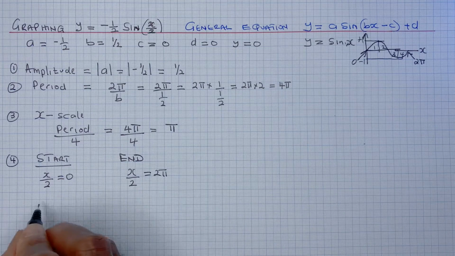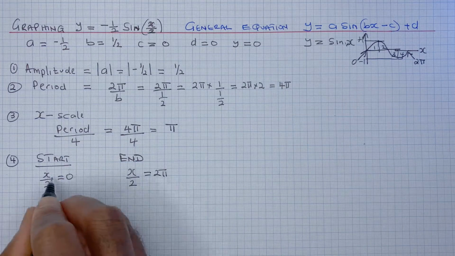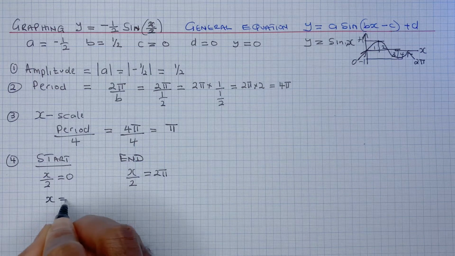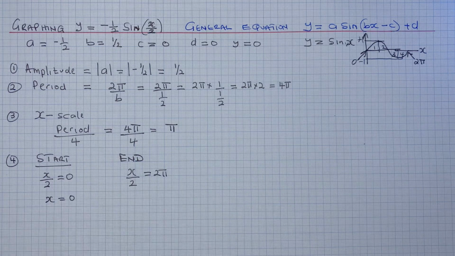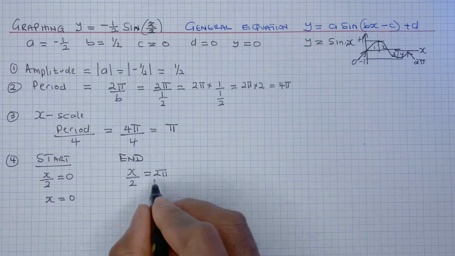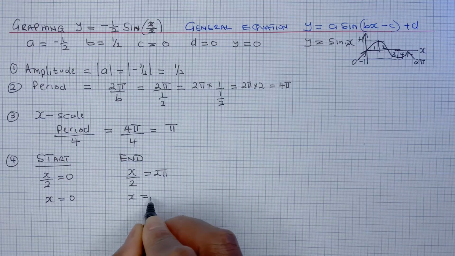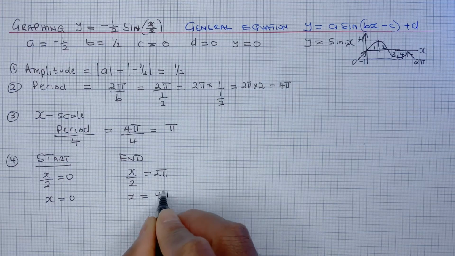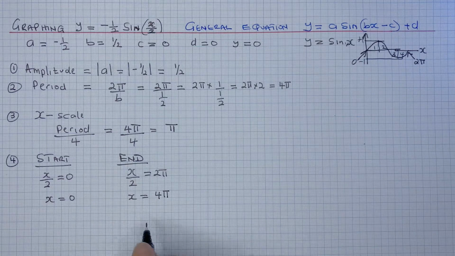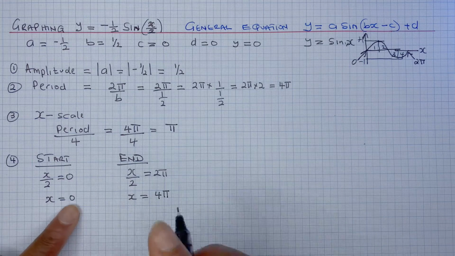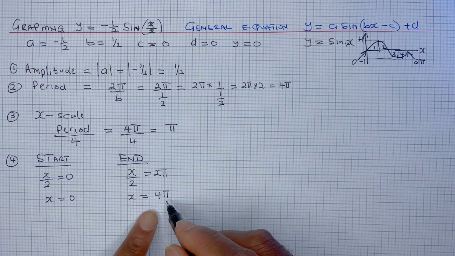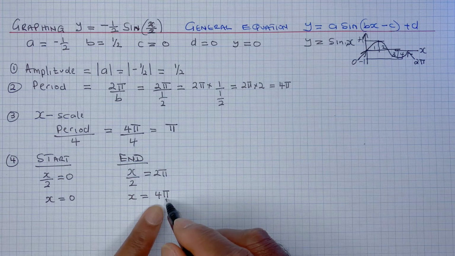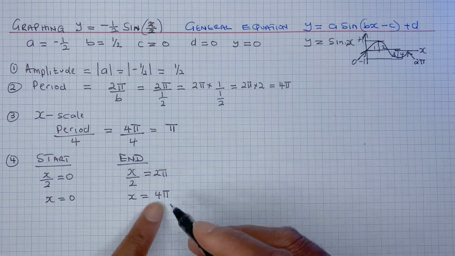Therefore, multiply both sides by 2, you get x equal to 0. 2 times 0 is 0. Multiply both sides by 2, you get x equals 4 pi for the end. So the function starts at 0 for us and it finishes at 4 pi. So that's the first period. And the next period will be 4 pi to 8 pi.